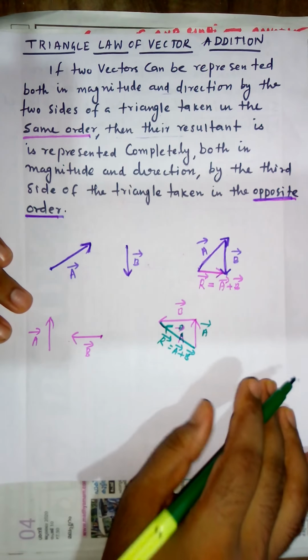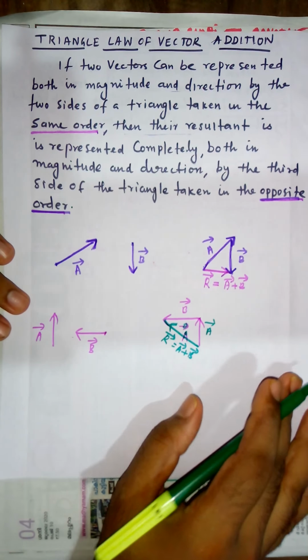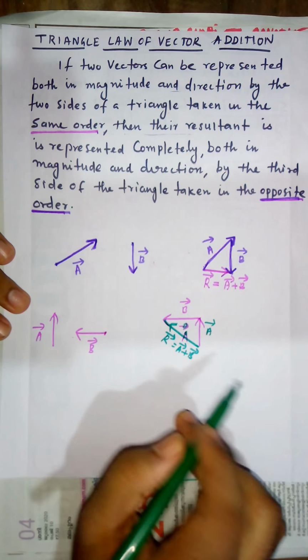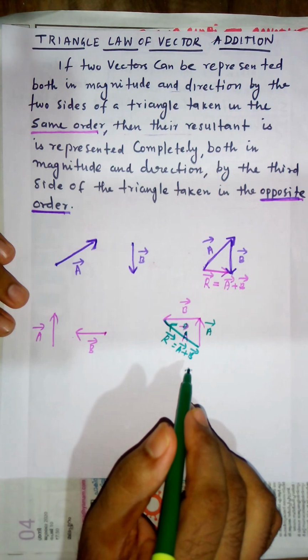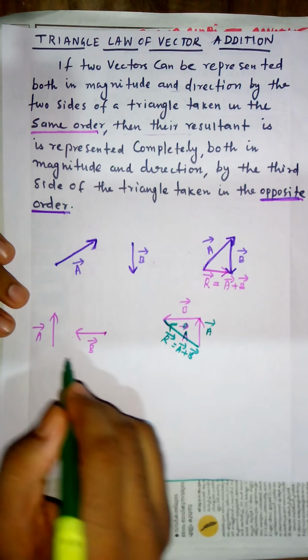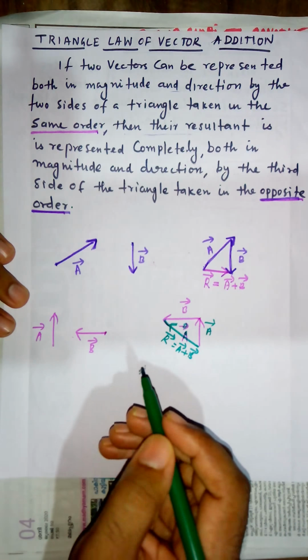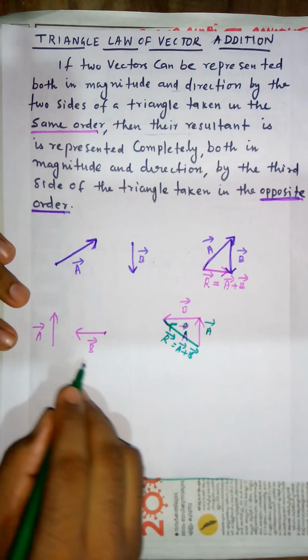So this is the way in which I am explaining the direction and magnitude of the resultant vector using the triangle law of vector addition. Okay, now if you are taking B plus A, what change will happen? Suppose I'm taking B plus A.